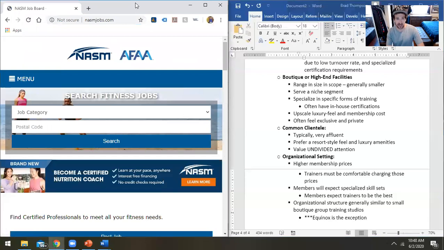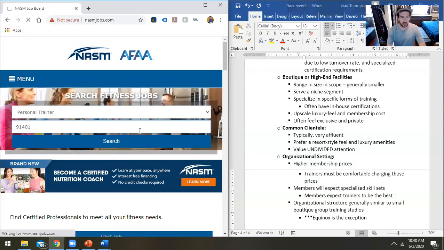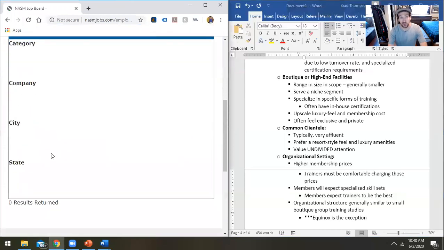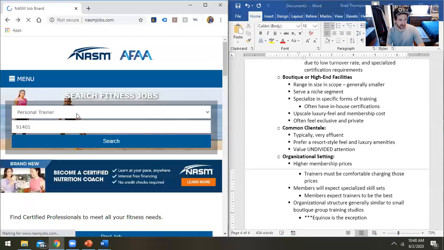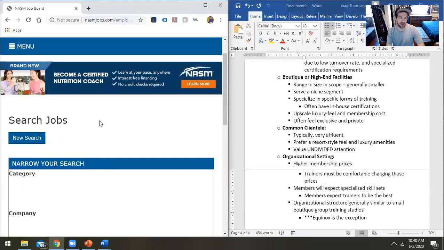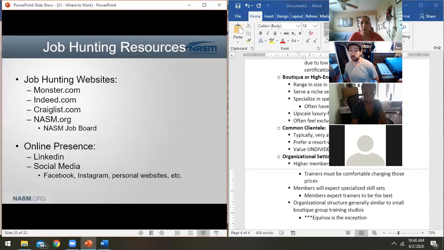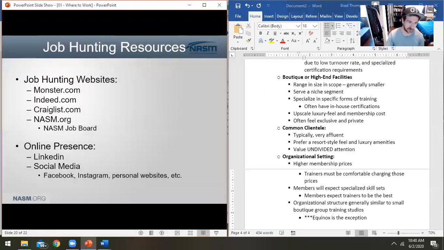which is this little tool where you throw in your category, let's say you want to be a personal trainer, and then you throw in your zip code. Normally there are going to be companies here. Good Lord, no jobs in my zip code. All right, well, again, normally there are jobs up there. This weird world we're in right now. It's a really good resource, something to definitely look into. And you know that they are definitely accepting NASM-style personal trainers because they're on NASM's website.